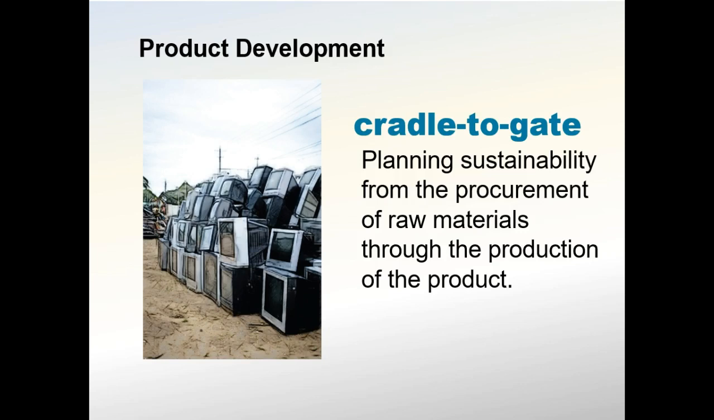So sustainability of future production and minimization of environmental impact both begin with product development. Although this has not always been the case, even when practicing conservation of raw materials such as oil and fresh water, organizations have traditionally used the cradle-to-gate planning approach. That's cradle-to-gate, which is focusing on sustainability from the procurement of a resource until its transformation into a product. So again, cradle-to-gate involves planning sustainability from the procurement of raw materials through the production of a product.